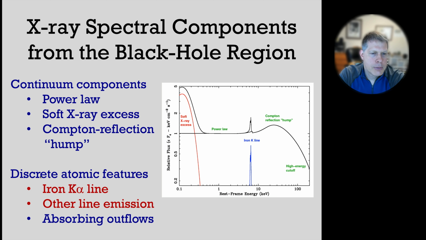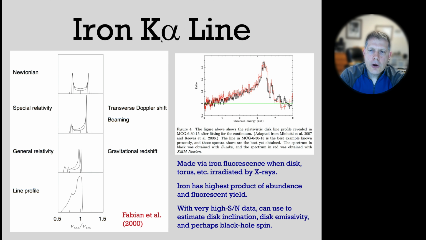Now I would like to discuss some of the discrete atomic features that are also observed. I'll start with the iron K line and with other line emission. Okay, so here is this iron K line. I've alluded to it already, and I have some things to say about it. The iron K line is thought to be made via a process known as iron fluorescence. This is, of course, when an X-ray knocks out an N equals 1 level electron in an iron atom, and an N equals 2 electron falls down to fill the hole and thereby produces a fluorescent line photon. That's the idea of the process.